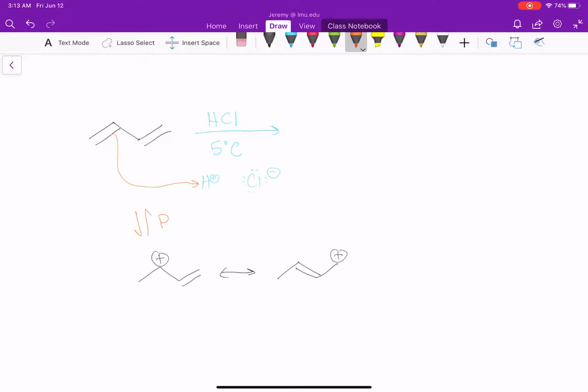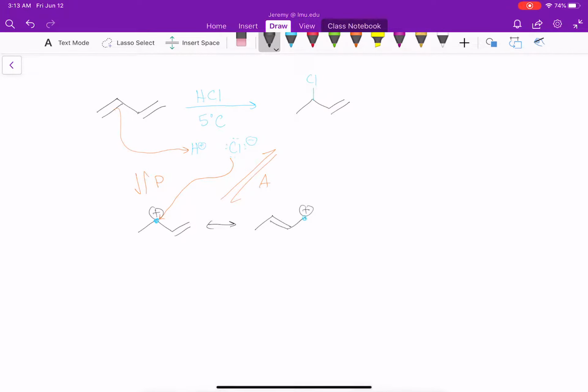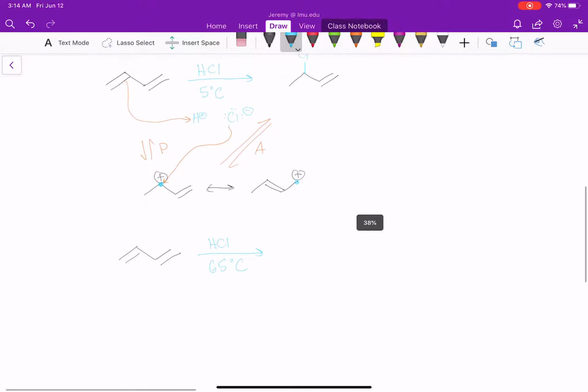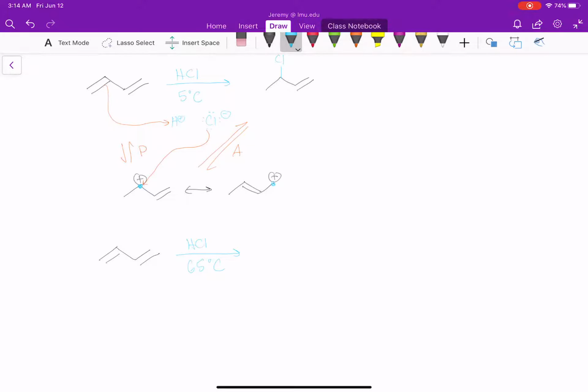So this is one intermediate, two resonance structures. But at low temp, we're preferentially going to have our chlorine attack the more stable carbocation, right? And that is not separate until the act of attacking. So our product will be this. We're attacking the secondary allylic instead of the primary allylic. If we do the same reaction here at high temp, so let's say we treat this with HCl at 65 degrees Celsius. The mechanism is basically the same, right? We have H plus, we have Cl minus.